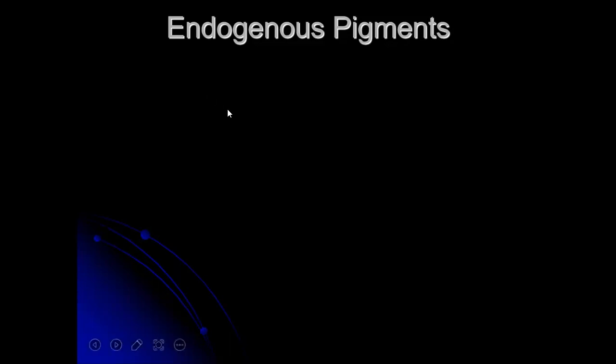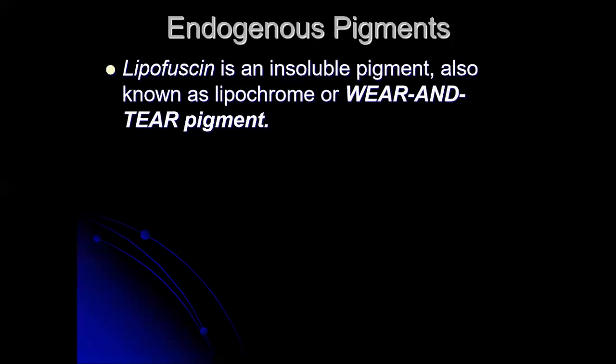Okay, so then let's proceed on. Now let's look at the more important pigments, which are the endogenous pigments. These endogenous pigments, as we said, are pigments that are produced within our bodies. The first one here is referred to as lipofuscin.